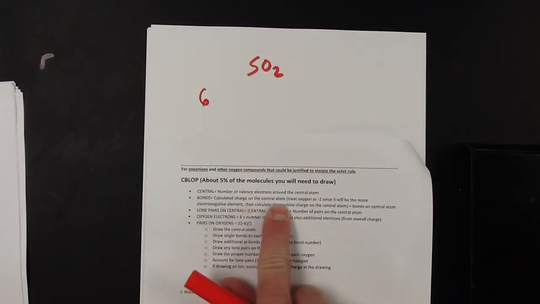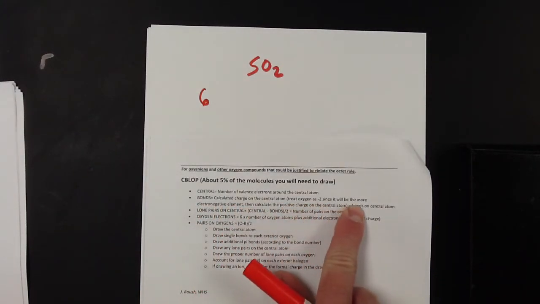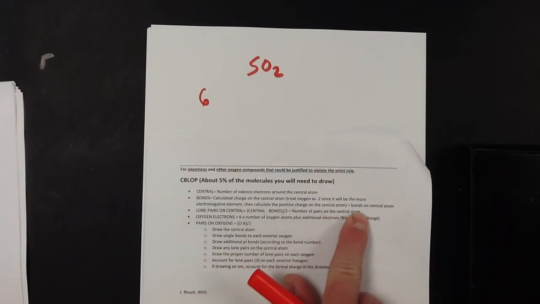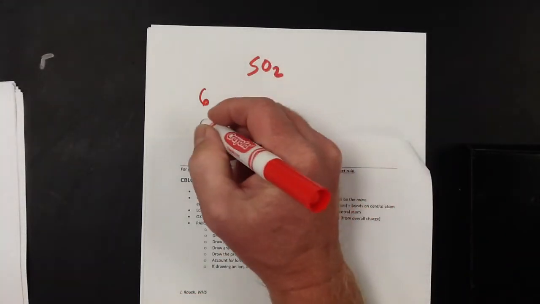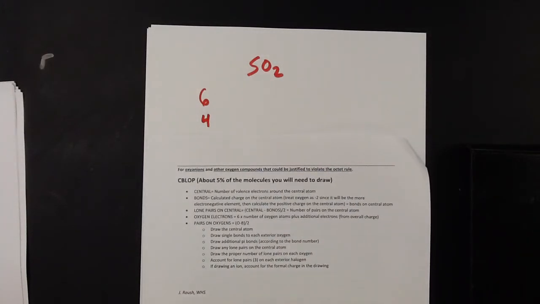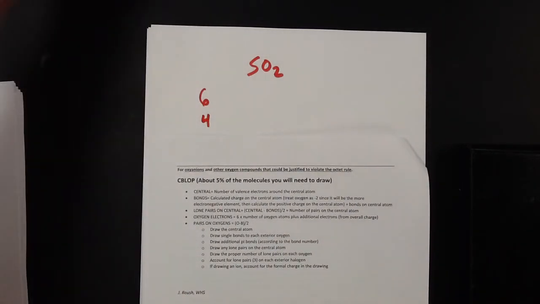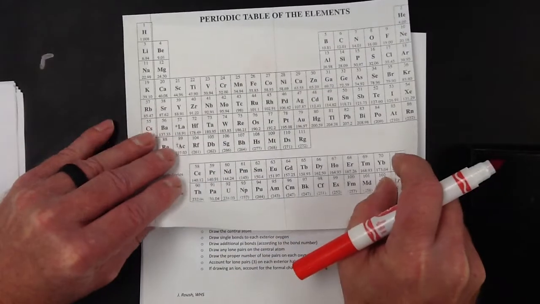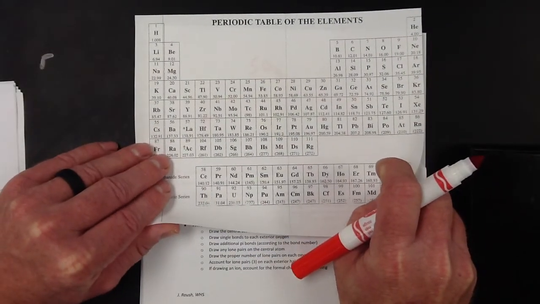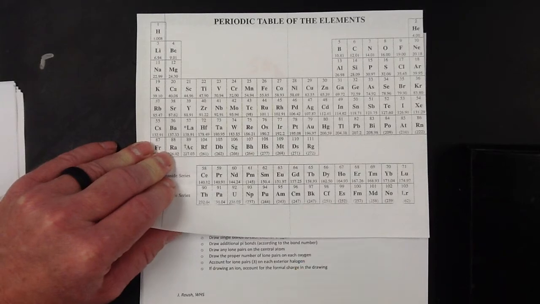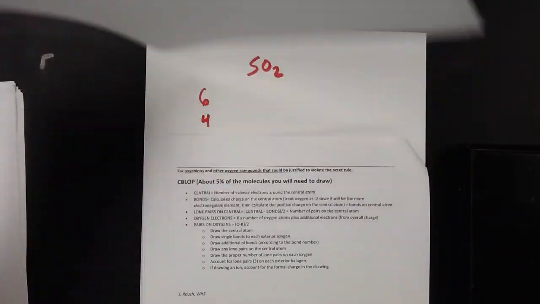Bonds, calculated charge on the central atom: treat oxygen as a -2 since it's the more electronegative, and then calculate the positive charge on the central atom. So that means that there will be 4 on this central atom. And again, that's very much supported by the fact that sulfur is an S2P4, 6 valence electrons. So if we talk about sublevel shielding, it actually supports this drawing, as we see with most of these drawings from this particular acronym.